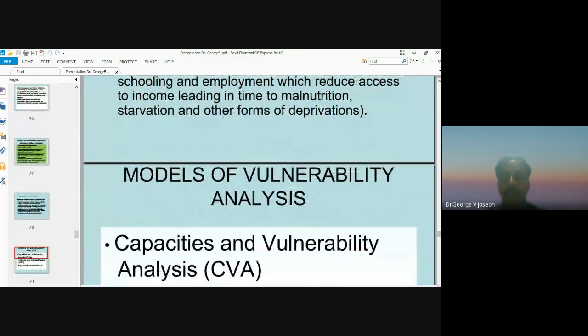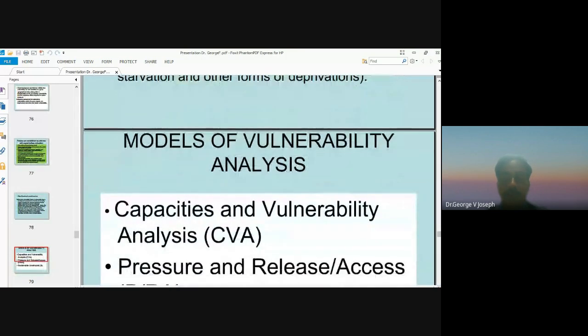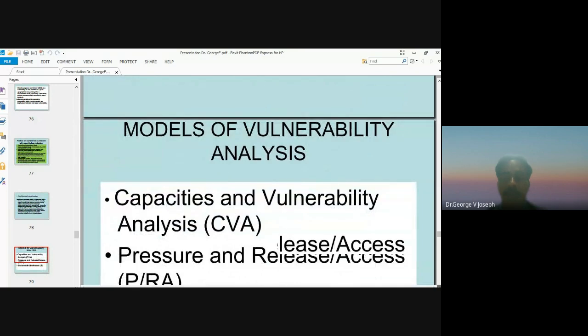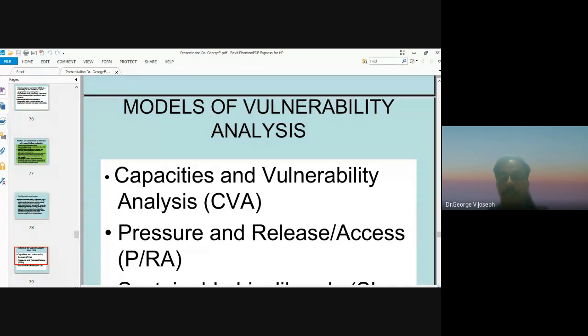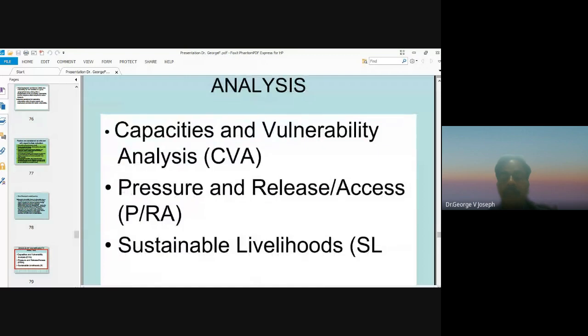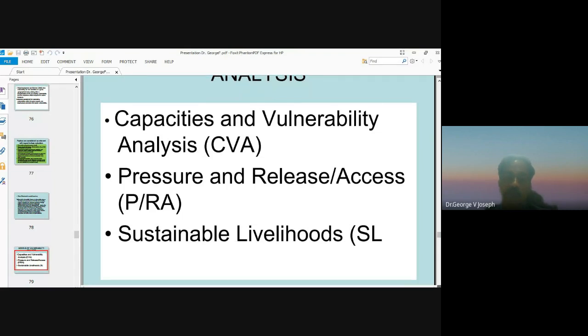So, models of vulnerability analysis. One is the capacity and vulnerability analysis. As I said, if you have more resources, what type of resources, you have to look at the capacities. Then the pressure and release model and the sustainable livelihood model. These are the three models which are available. We will have a look at each of these models.